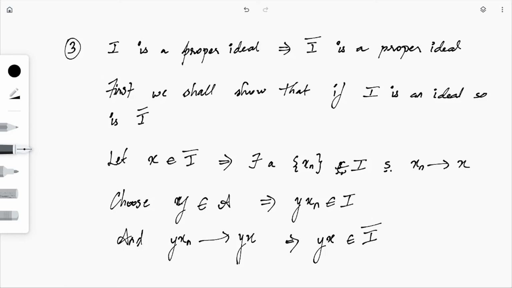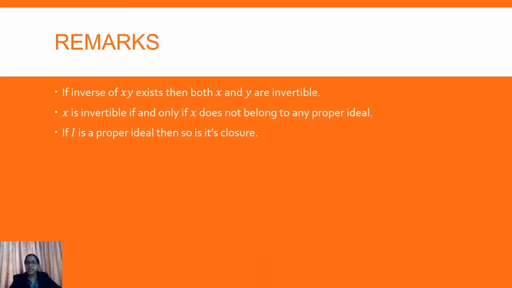And the proper concept: if I is a proper ideal, it directly implies that I closure is also a proper ideal. Okay, so these were the remarks that we have discussed about the ideals, and we shall be using these remarks to prove some theorems. So just go through the remarks and see if you have any clarifications. Just go through the proof. Everything is simple only. So that's it for today's session.